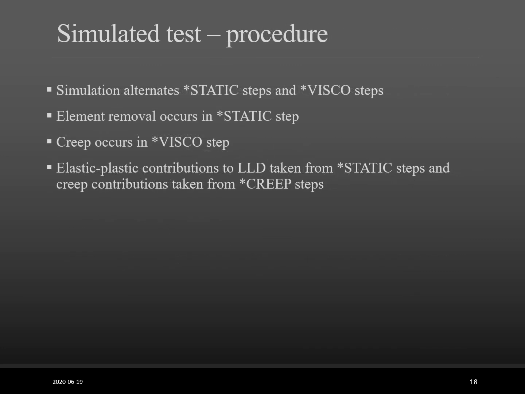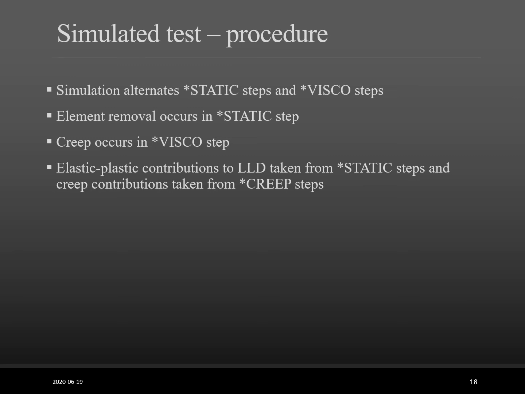The procedure for the simulation followed a scheme of alternating static and visco steps. The specimen would be initially loaded up in a static step, which would only exhibit elastic plastic behavior. A visco step would follow, which would allow the specimen to deform by creep. The duration of this step would be until the crack initiated. At this point, the visco step would end, and another static step would take place, in which an element would be removed from the model to simulate crack growth.